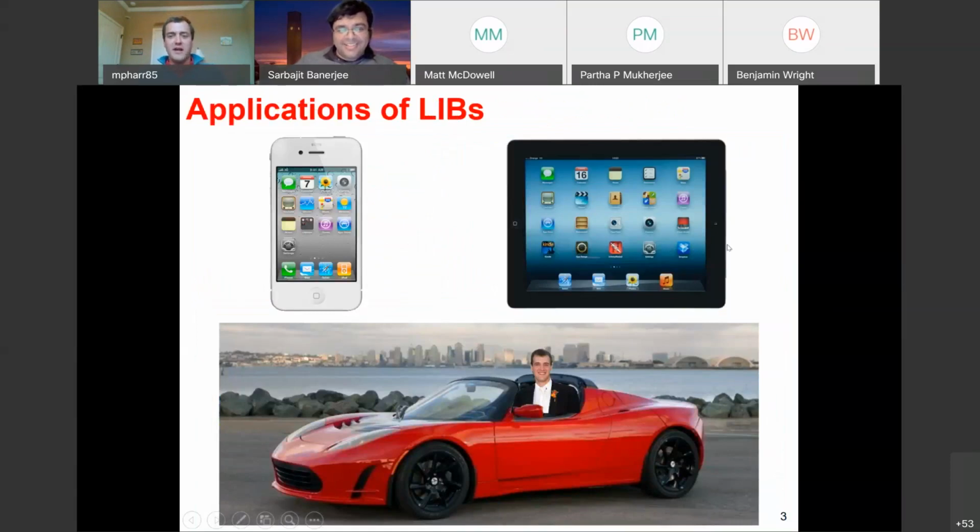As you can see, this is a kind of old slide. I've been giving this slide for a while now. Lithium-ion batteries are the power source of choice in portable electronics like cell phones, tablets, power tools, etc. And they have use in all electric vehicles, like this one. You can see I'm sitting in there. This is my car. I wish, actually. This is a Tesla Roadster from about 10 years ago.